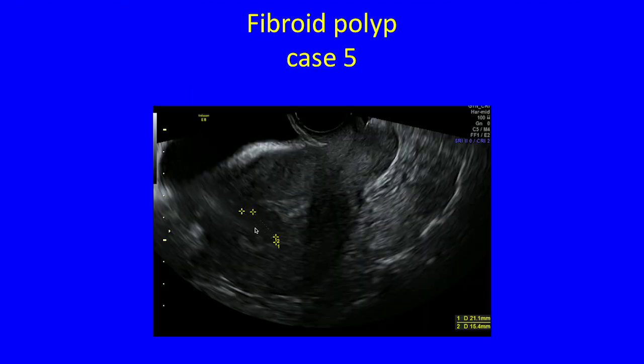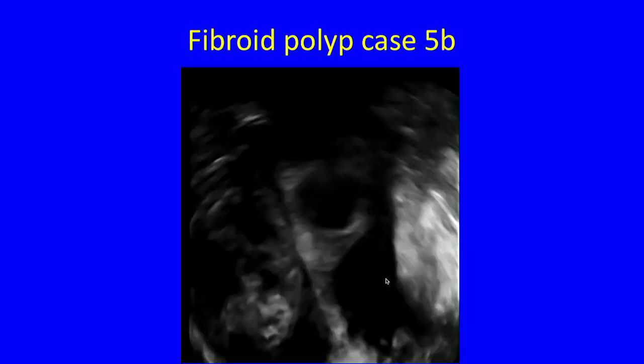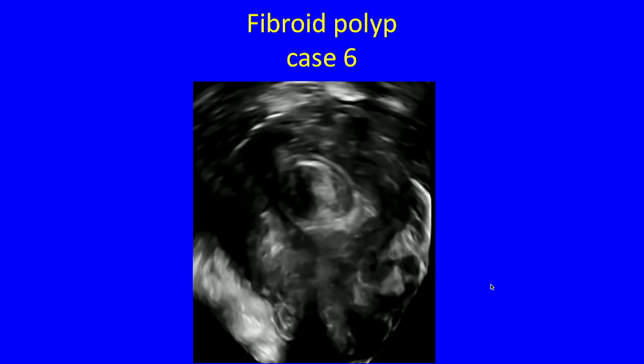Another case here, you can see something, but exactly what extent it's indenting is difficult to say, and you can see it very clearly here. And then one more case here, another fibroid polyp clearly seen in the endometrial cavity. So it's not the best reason for 3D, but it's nice. It gives you some additional information.